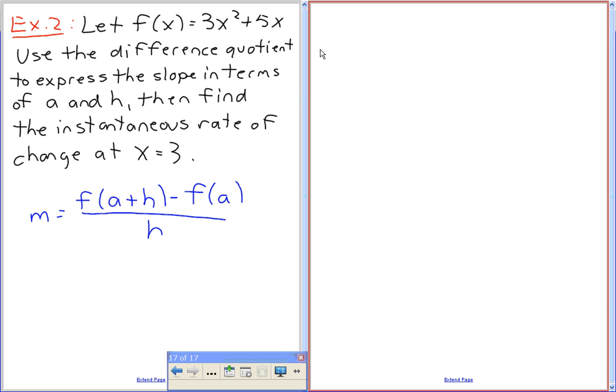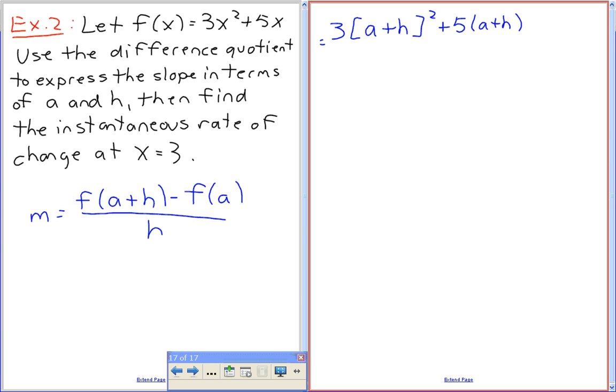So it's going to be 3 times a plus h squared plus 5 times a plus h. That's f of a plus h. Feeling okay about that? Okay. So what happened was everywhere I saw an x here, I plugged in an a plus h. Okay, Veronica, can you do the same thing for f of a, please?